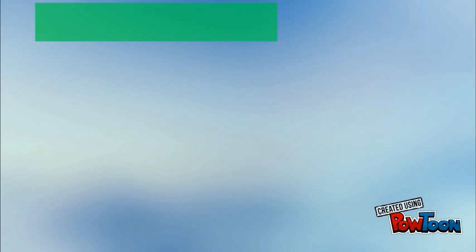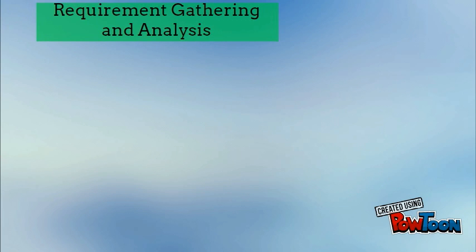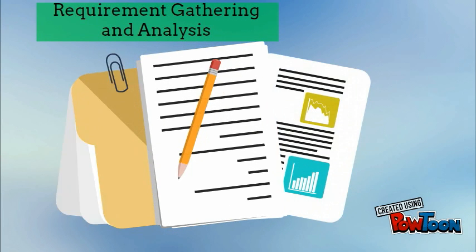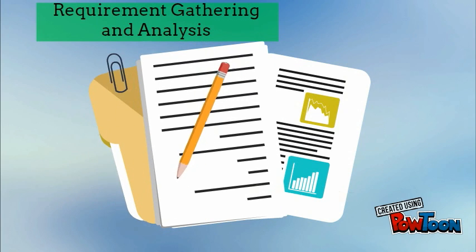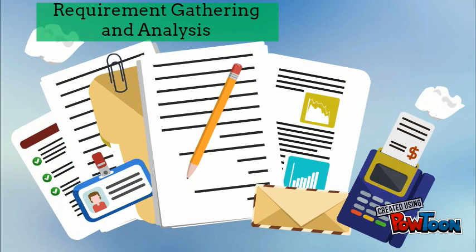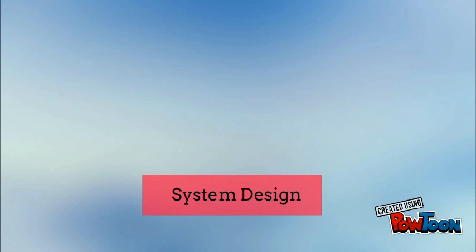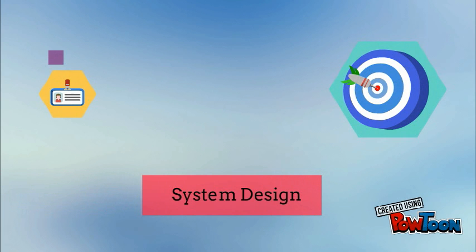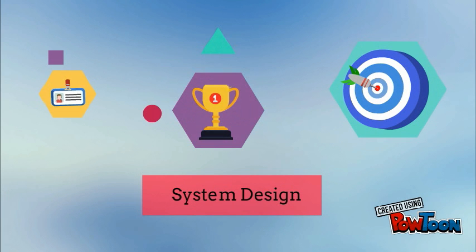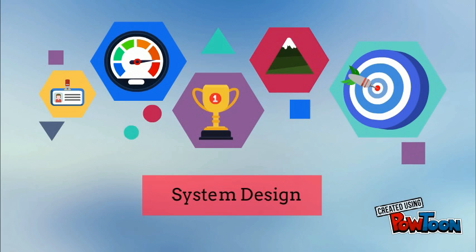The first phase is the requirement gathering and analysis. In this phase, all possible requirements of the system to be developed are captured and documented in the requirement specification documents. Next phase is system design. The requirement specification from this phase and system design is prepared. System design helps in specifying hardware and system requirements and also helps defining overall system architecture.